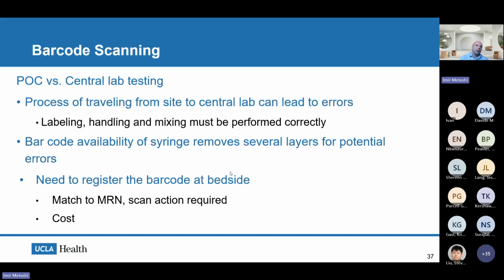So if you're in a setting where your blood gas is moving from your units into the core lab, and the label needs to be put on, and that needs to travel, and there's a number of issues with that, obviously, we try to retrain first and try to resolve those issues. But if that's something that persists, having something that has a label on it could be the next step forward. And of course, you'd have to register this at the bedside to match it to the MRN of the patient.